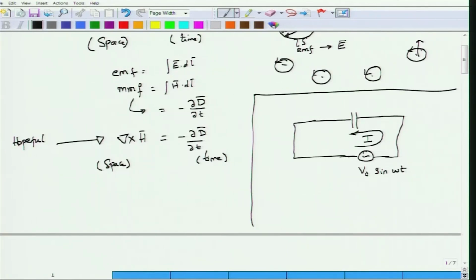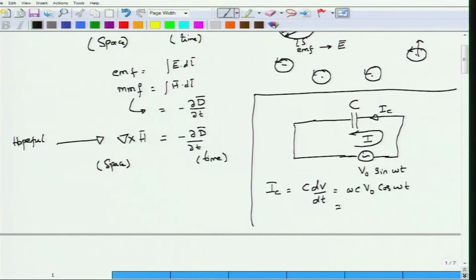What would circuit theory tell us? The answer is yes, there will be a current, and let us call that current IC, which is the charging current for the capacitor. If the capacitor has a capacitance C, then the charging current would be C dV by dt, which would be omega C V0 cos omega t. If you differentiate V0 sin omega t, you will get omega V0 cos omega t.